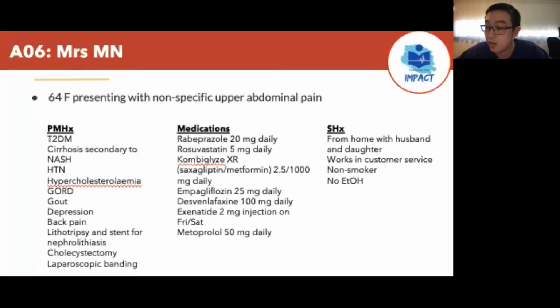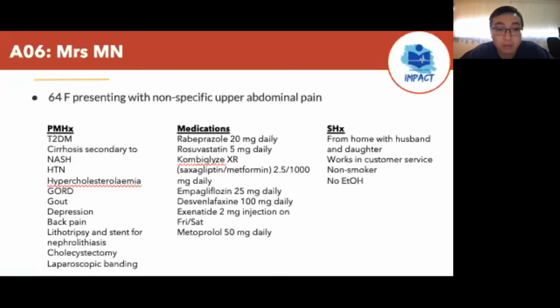A bit of a stretch, but AMI or pneumonia? Yeah, certainly. GIT upset due to medications, aortic dissection. Fantastic. Okay, great. So I want to point out a few things in her past medical history.